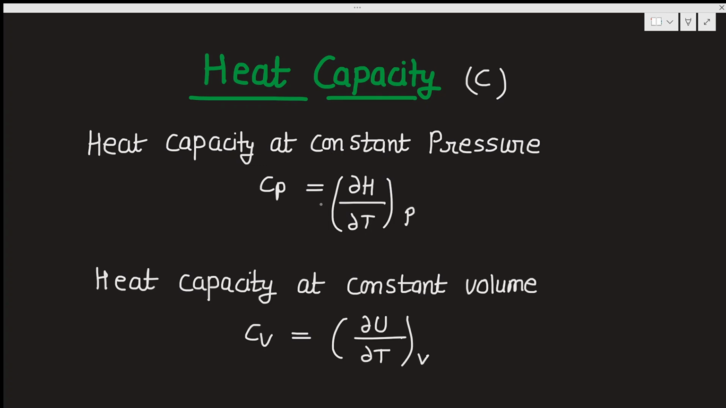But when you are using it for gases, there are two types of heat capacity. One is the heat capacity recorded at constant pressure, when the pressure is kept constant. In that condition, it is denoted by Cp, and it is given by del H upon del T at constant P. Similarly, the second one is heat capacity at constant volume. When we are keeping the volume of the system constant, the heat required for raising the temperature by 1 degree is called heat capacity at constant volume. It is given by Cv and it is equal to del U upon del T at constant V.